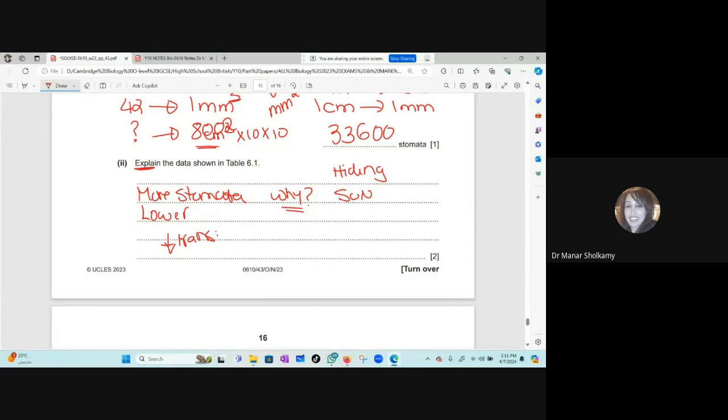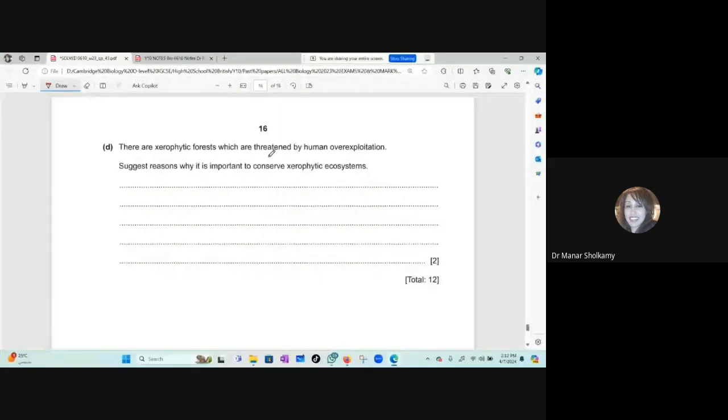Okay, so this is the leaf, and when the stomata is on the lower side only, it is hiding from the temperature, from the sun, from the wind. It is in the shade, because I want to reduce water loss. But still, the stomata is important for gas exchange, so I don't want to expose it, so that I reduce water loss as much as possible. It's an easy question, you will get it most of the time.